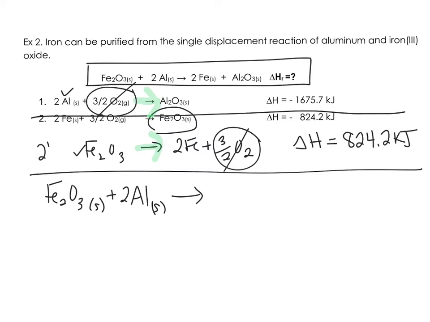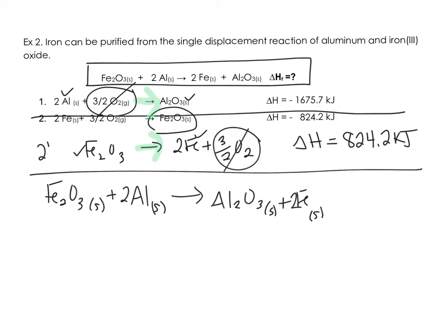So on the right hand side, I have Al2O3 and Fe. And if I double check up here, this is the same equation. My products are reversed, but that doesn't matter. 1 plus 2, 2 plus 1, same answer.